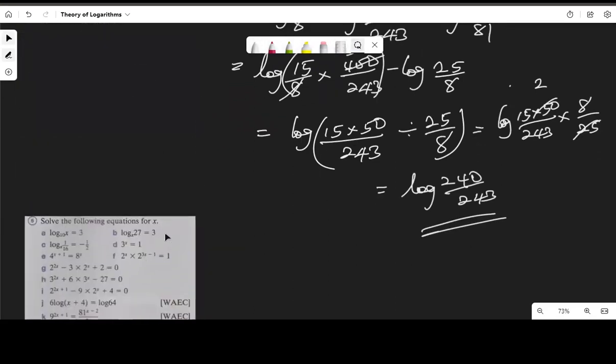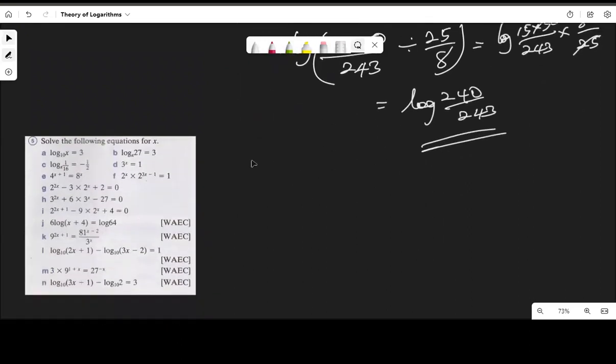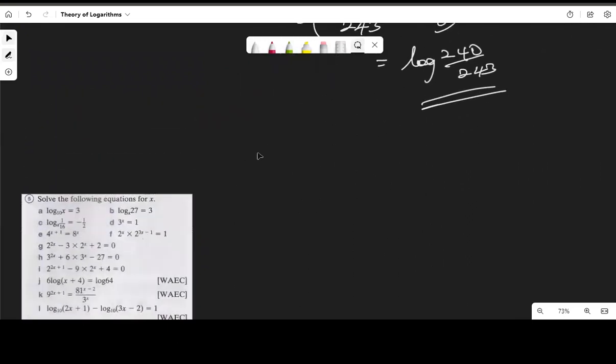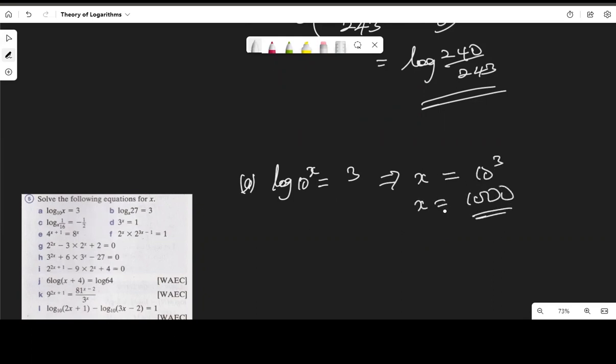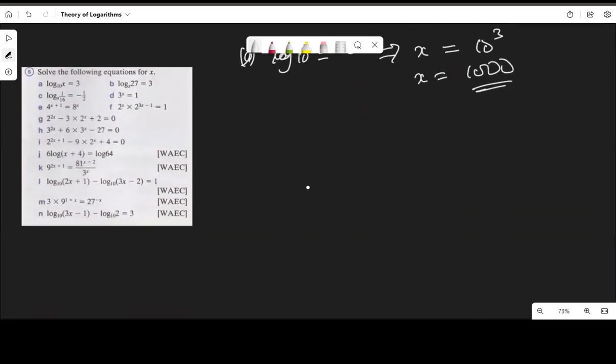So the first one in this group is: solve the following equations for x. The first equation, log x to base 10, is equal to 3. This implies x is equal to 10 to the power of 3, x equals 1000. I have this in logarithmic form, and I express it in index form: 10 to the power of 3 is equal to x. That is part A.